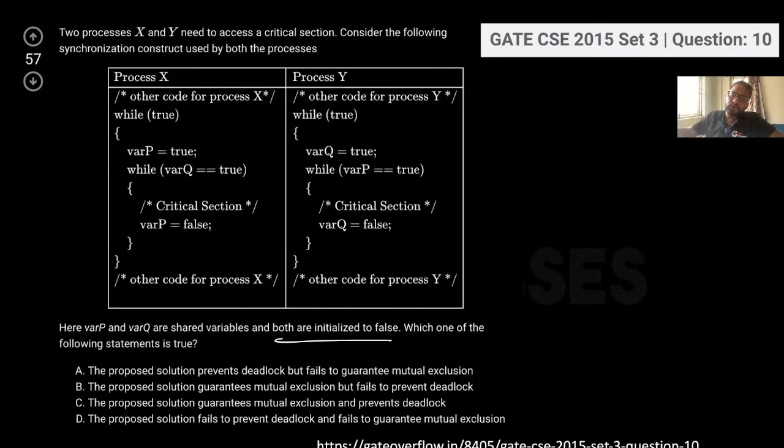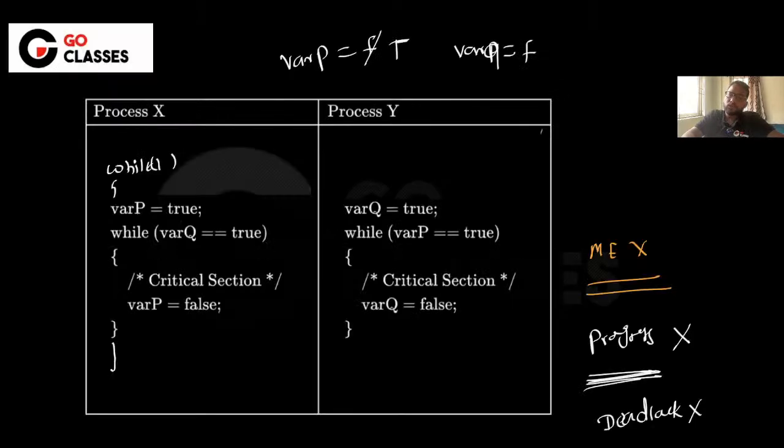So here the answer is A. A means the proposed solution prevents the deadlock, but fails to guarantee the mutual exclusion. Okay, I hope that is fine to everyone. So there is no deadlock because it prevents the deadlock, but the mutual exclusion is not satisfied. So how to check deadlock? Can anyone tell me? You just check if both the processes are interested at the same time, then are these two processes stuck in each other, right? That's how you will be checking the deadlock, which is one of the conditions of progress.